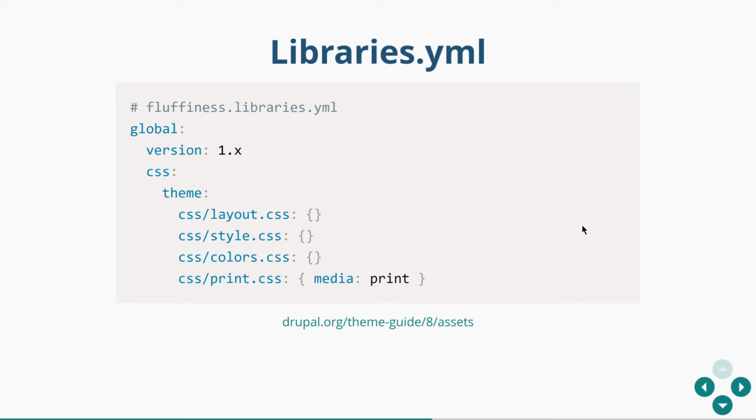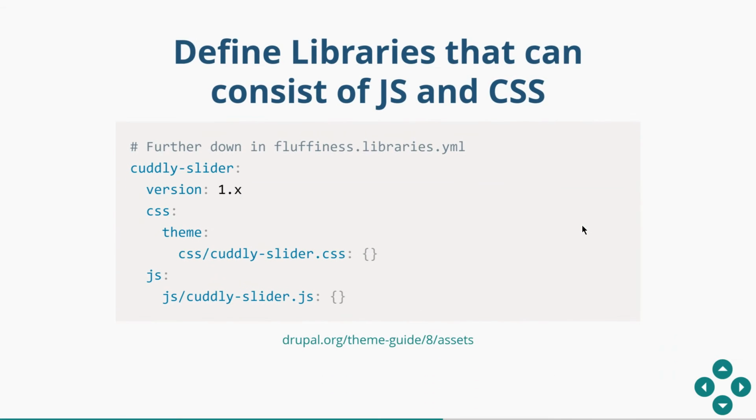All right, so libraries are basically going to be a grouping of CSS and/or JavaScript. Here's an example: we have a custom library that we've called Cuddly Slider. It's going to apply some cool effect to the page. And this is later in the same file. I just don't have enough room on the slides. This is in the same libraries file. So I'm going to call my library Cuddly Slider.